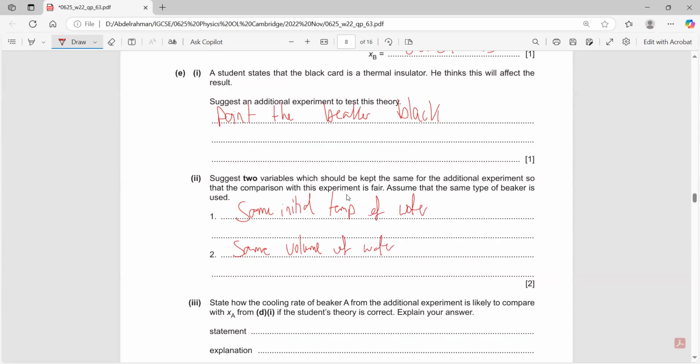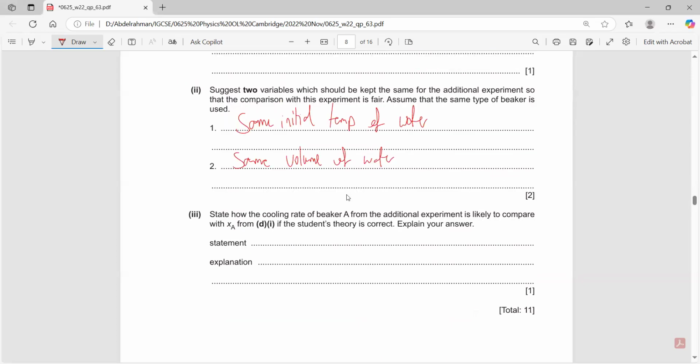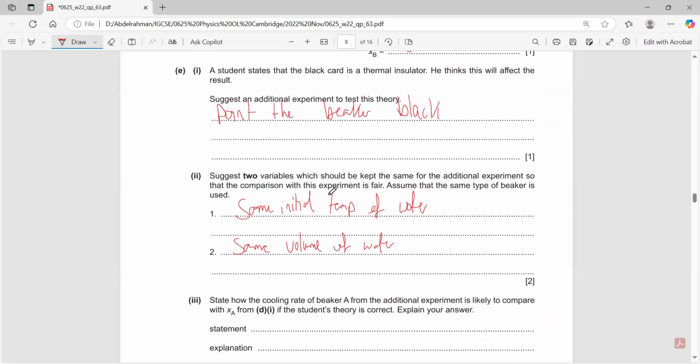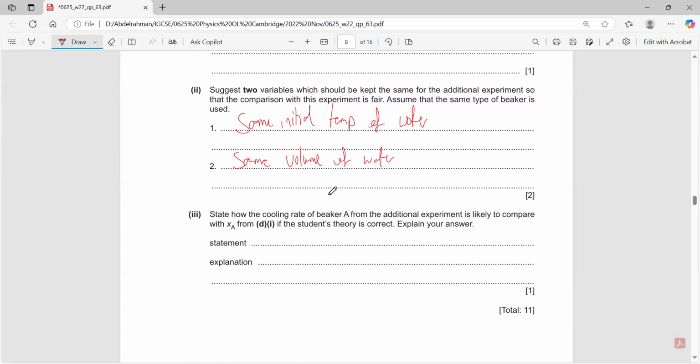Same initial temperature and same volume of water. State how the cooling rate of beaker A from the additional experiment is likely to compare with XA if the student's theory is correct. So if the student's theory is correct and the card was an insulator, he removed the card, he painted the beaker black, and he repeated the process, and he measured the new rate of cooling.